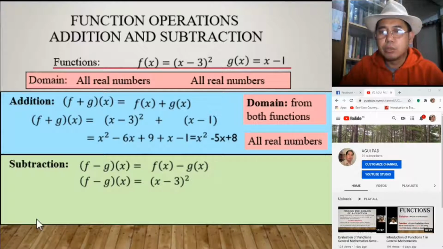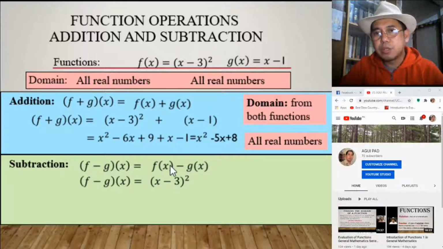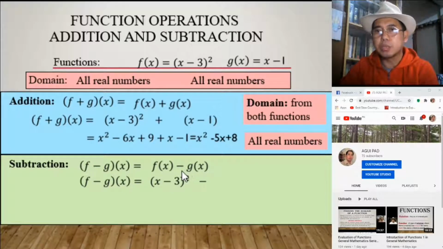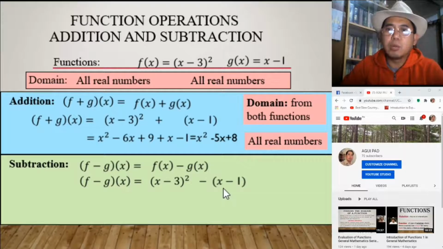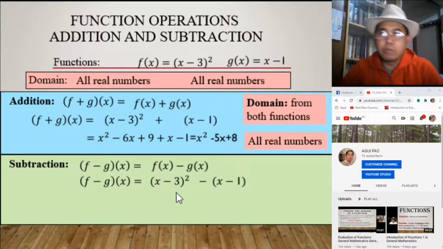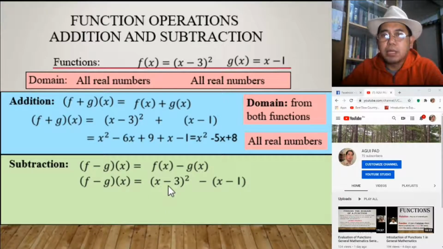So you will notice in here, what is the definition of this f of x? We have the quantity x minus 3 raised to the second power minus, as you can see in here, the definition of g of x. What is the definition of g of x? We have the quantity x minus 1. Now to subtract, again expand the square of binomial x minus 3.